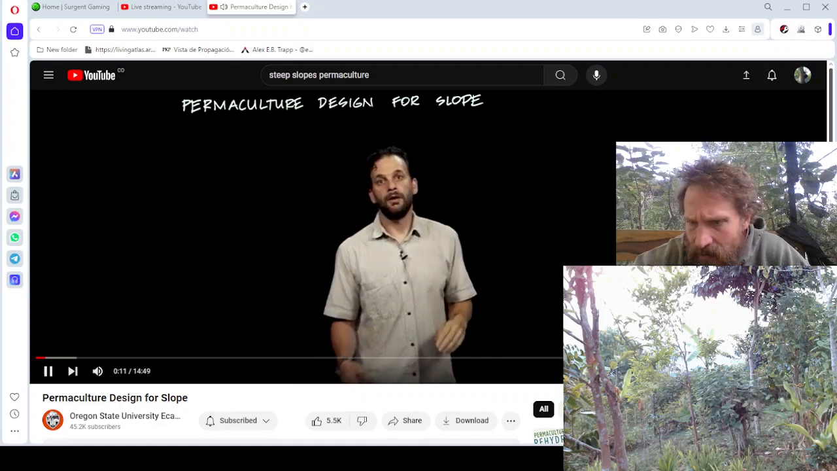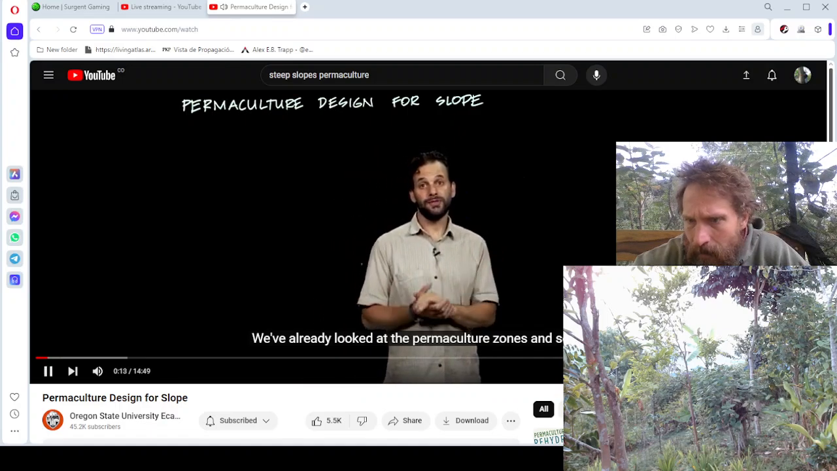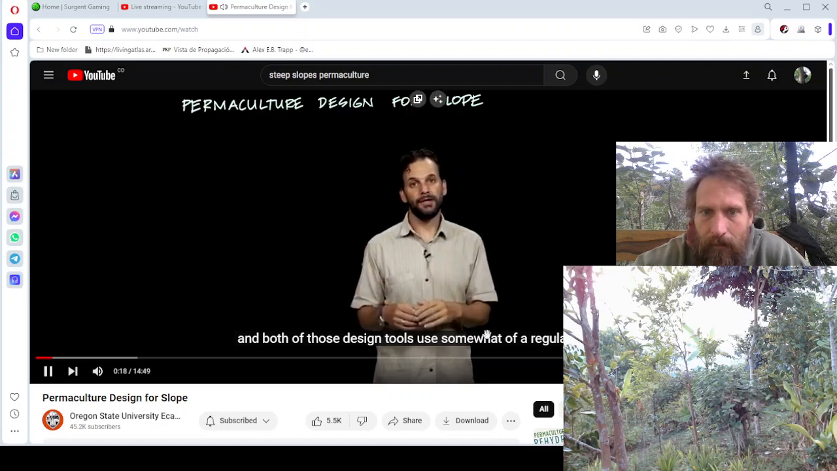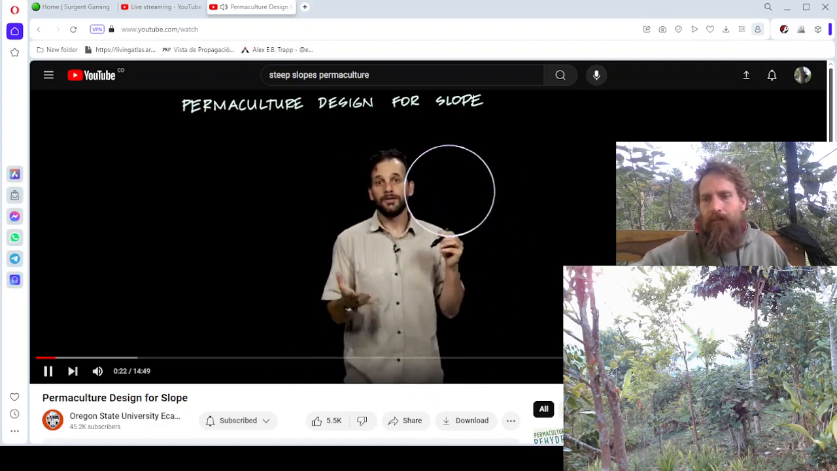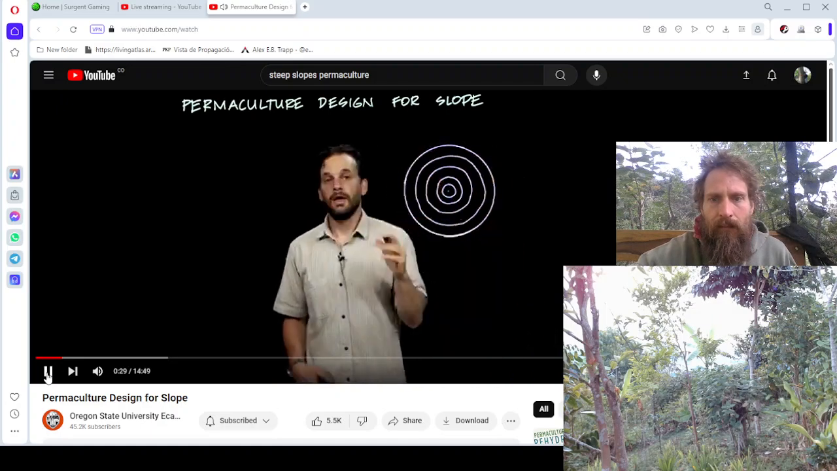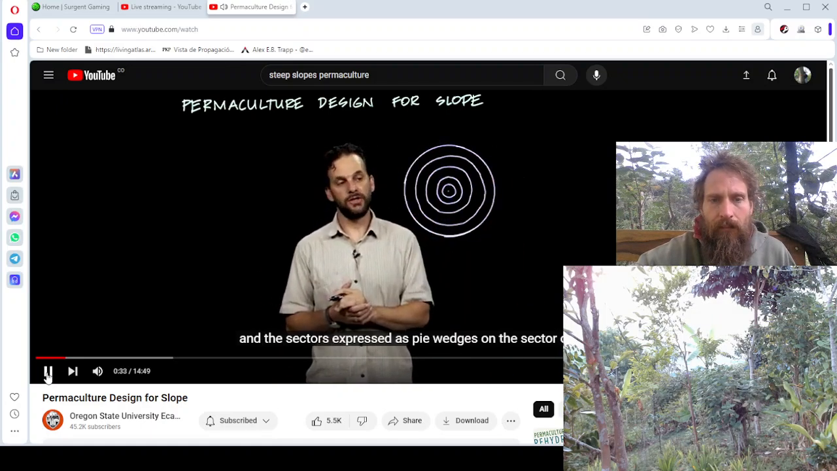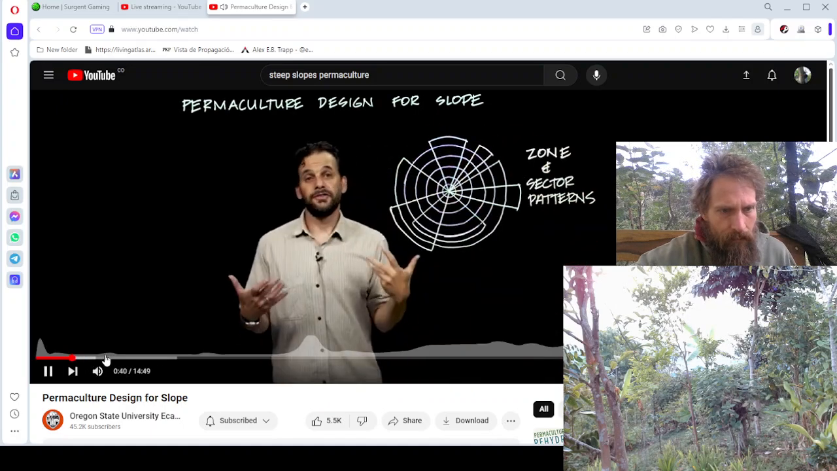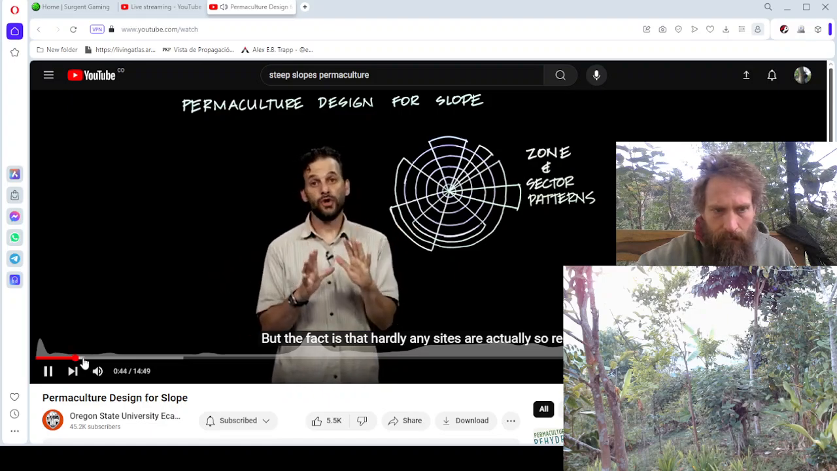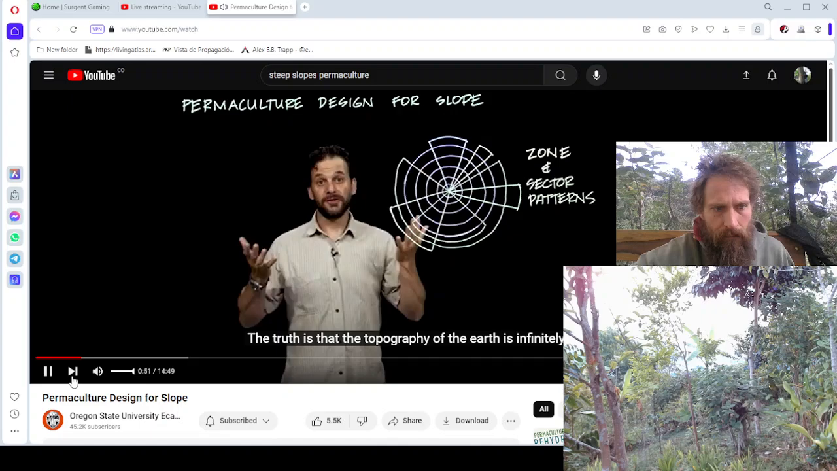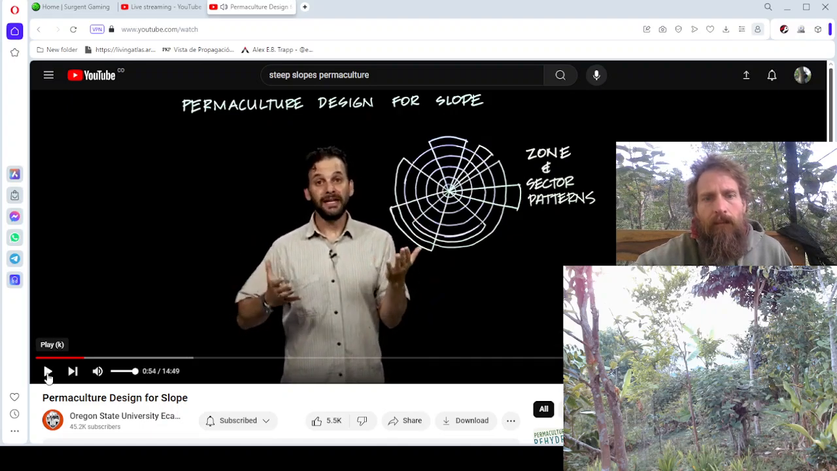This guy talks really slow. We've already looked at the permaculture zones and sectors, and both of those design tools use somewhat of a regular pattern. The zones being a concentric circle pattern, and the sectors expressed as pi wedges on the sector compass. But the fact is that hardly any sites are actually so regular that these geometric templates fit neatly over them. The truth is that the topography of the Earth is infinitely varied. So this is a really important part, infinitely varied.